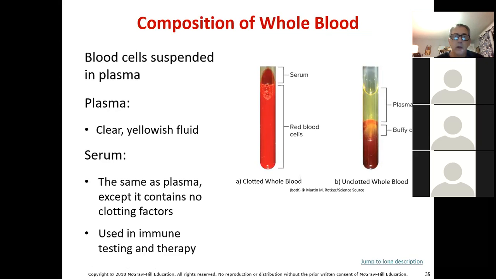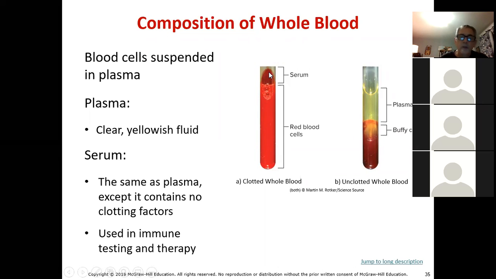The composition of whole blood actually has several components. If you took the whole blood and centrifuged it down, you would have an area we call the plasma. Up here, you'd have the serum. The serum is the same as plasma, except it contains no clotting factors. Serum is often used in immune testing and immune therapy. So clotted whole blood would look like this, with the serum up here. The unclotted blood you'd centrifuge down, and you get this buffy coat, and then you get the plasma.